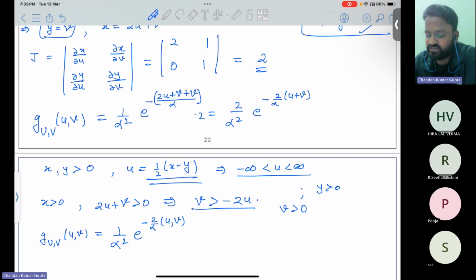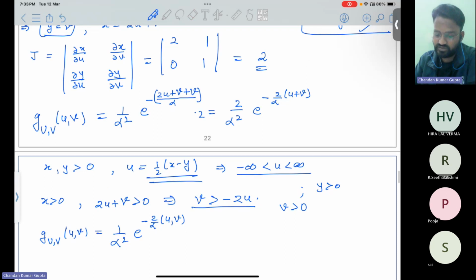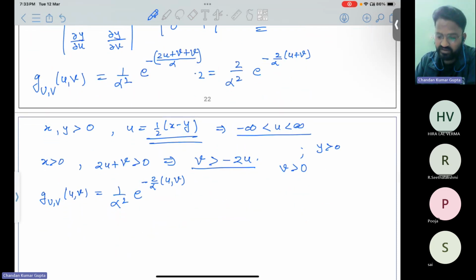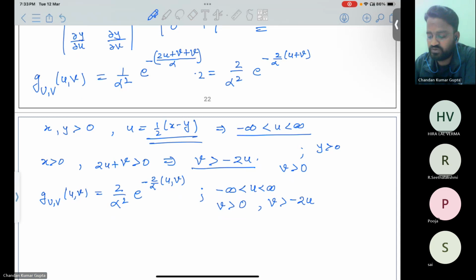2 by alpha square e to the power minus 2 by alpha u plus this. Okay, and both are okay. Now this is, and the range of this is v greater than 0 and v greater than minus 2u. Okay, so this is our joint PDF of u, v.